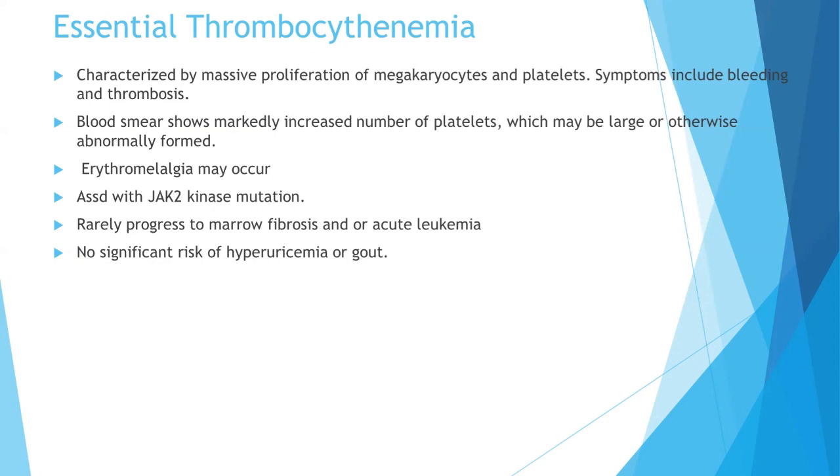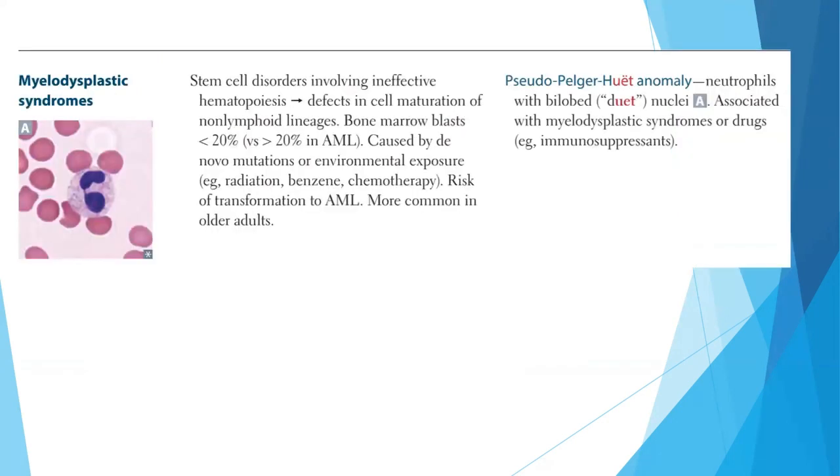So now let's talk something about essential thrombocythemia. So it is characterized by the massive proliferation of megakaryocytes and platelets, and symptoms including bleeding and thrombosis. The blood smear shows a markedly increased number of platelets, which may be large or otherwise abnormally formed. Erythromelalgia may occur, and it is associated with JAK2 kinase mutation. It rarely progresses to myelofibrosis and/or acute leukemia, and there is no significant risk of hyperuricemia or gout in case of essential thrombocythemia.